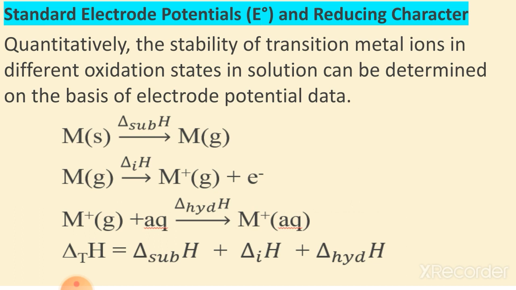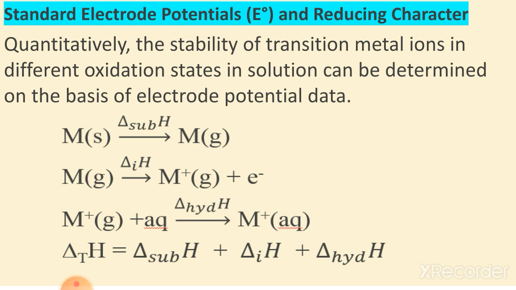Now from the gas state we have to remove the electrons. As you know, for this we have to provide the enthalpy of ionization. So look here, M metal in the form of gas takes energy in the form of enthalpy of ionization, that is ΔiH. Now the metal changes from gaseous state into a gaseous ion after losing 1 electron.